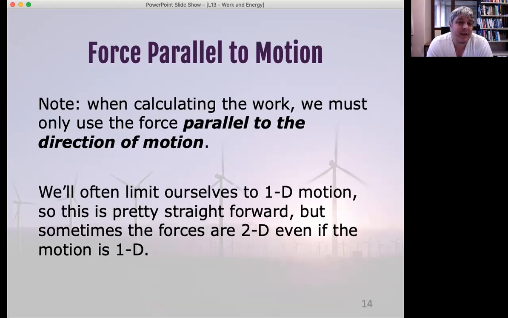Note that when calculating the work, we actually only use the component of the force parallel to the direction of motion. When we're lifting straight upwards, that's easy because we are talking about going straight up. We'll often limit ourselves to 1D motion, so it's pretty straightforward because the force is either going to be in line with or directly opposite to that direction of motion. But sometimes the forces are 2D even if the motion is 1D.